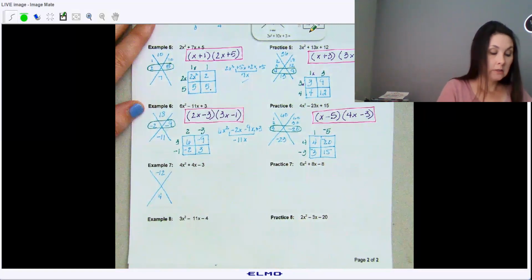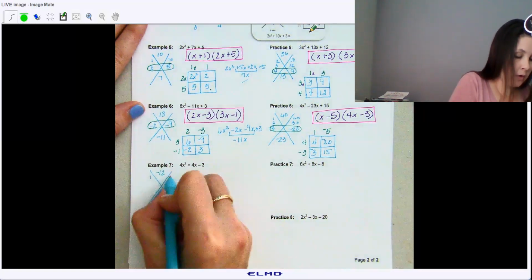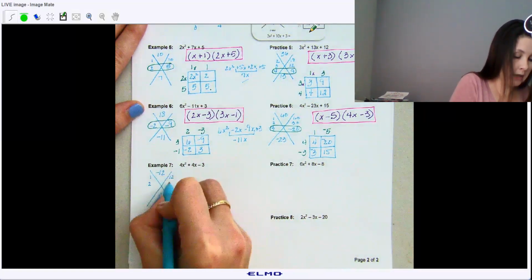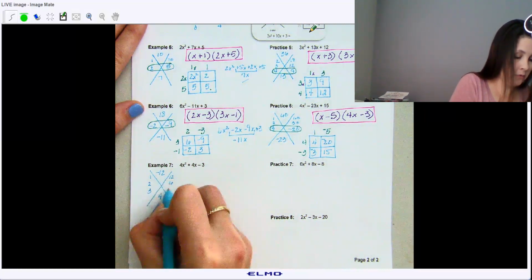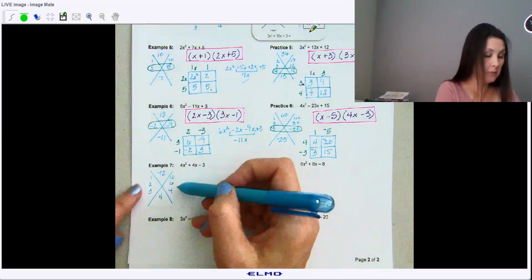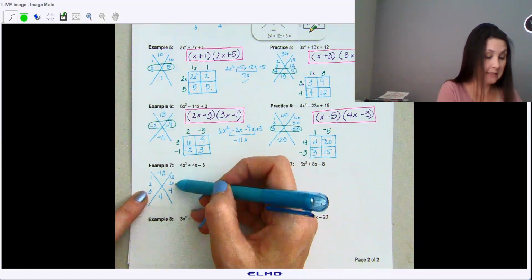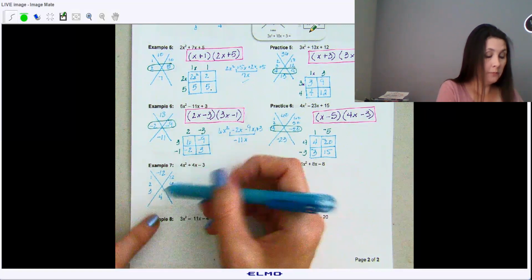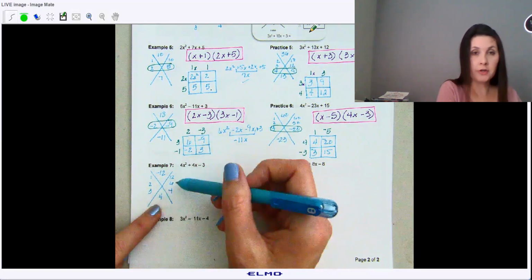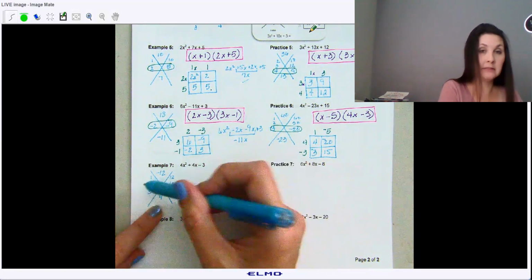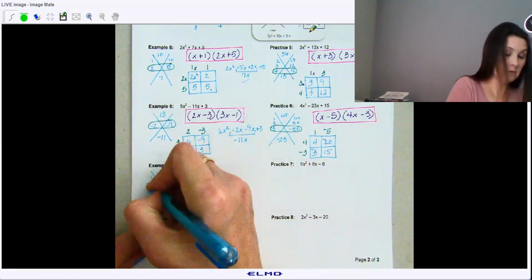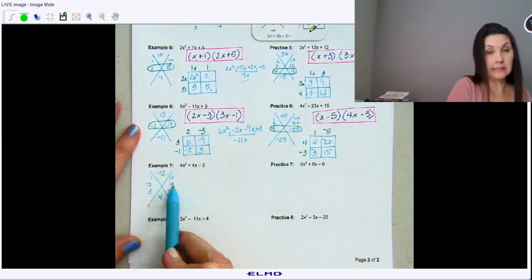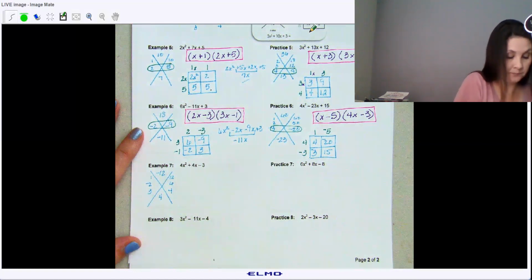Okay, so our factors are 1 and 12, 2 and 6, 3 and 4. And it looks like it's going to be 2 and 6 because 6 minus 2 is 4. So because this is positive, our larger number has to remain positive. That means our smaller number is going to be negative. And -2 times 6 is a -12. -2 plus 6 is a 4, or 6 minus 2 is 4 if you switch it.